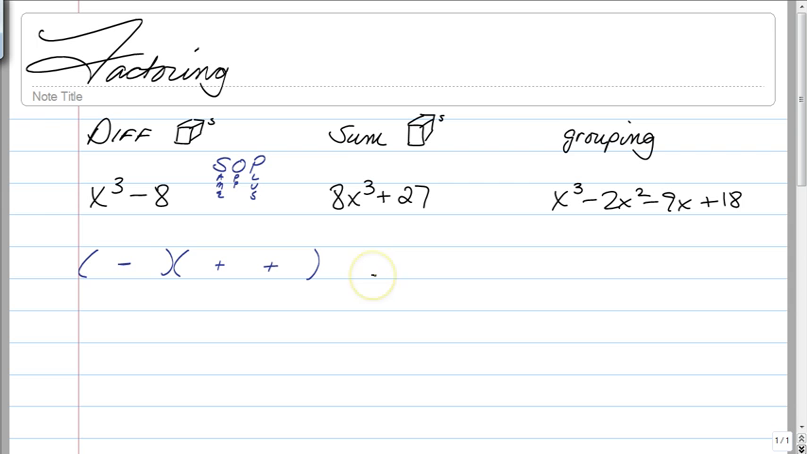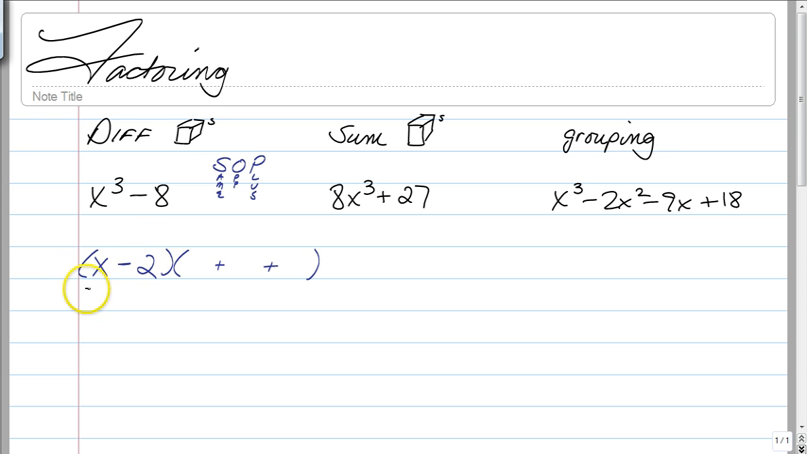So what are we going to do to put all of that information in? Since this is the sum of cubes, what you need to do is cube root the first term. So the cube root of x cubed is x. And you cube root the second term. The cube root of 8 is 2.